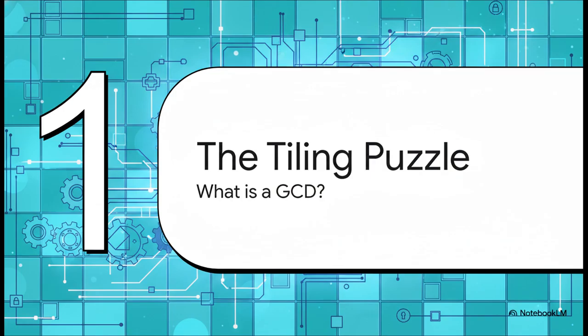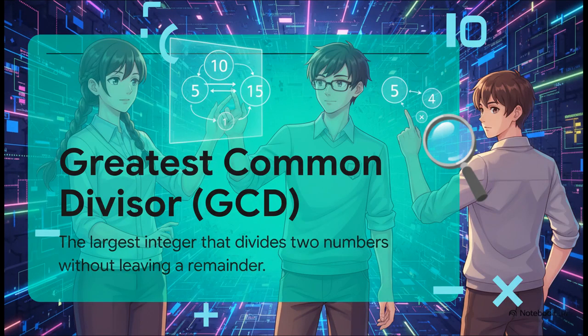Okay, so to crack this ancient code, we first need to get our heads around one key idea. It's called the greatest common divisor, or GCD for short. So what's a GCD? It's pretty simple, actually. It's just the biggest number that can divide two other numbers perfectly with nothing left over. Like, think about 10 and 15. The GCD is 5, right? Because 5 is the biggest number that fits into both of them cleanly.